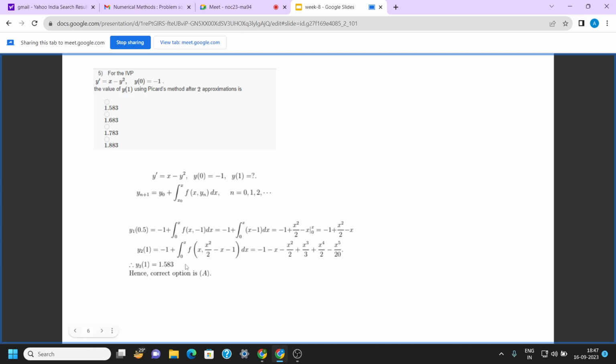minus, just substitute, put here at the place of y these values and find its square, and you'll get x minus y square, and then integrate it from 0 to x. Are you getting it as minus 1 minus x square by 2 plus x cube by 3 plus x power 4 by 2 minus x power 5 by 20? Just check it.